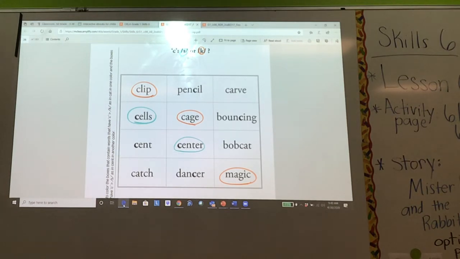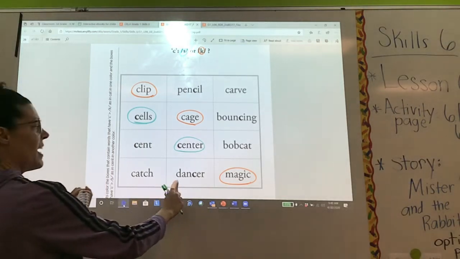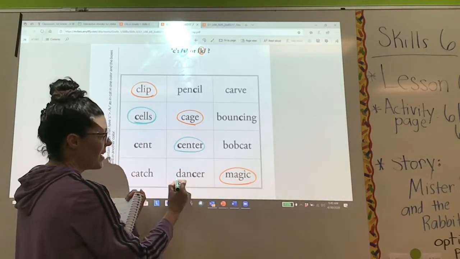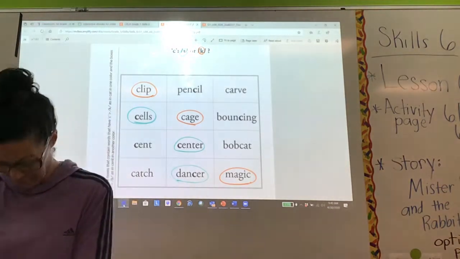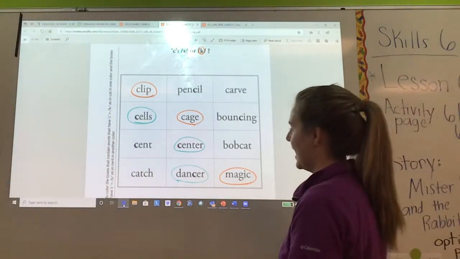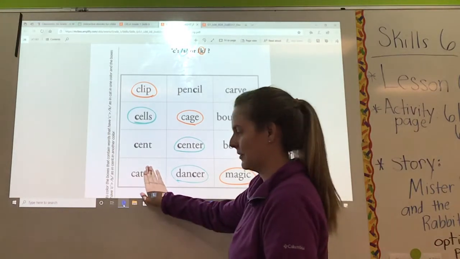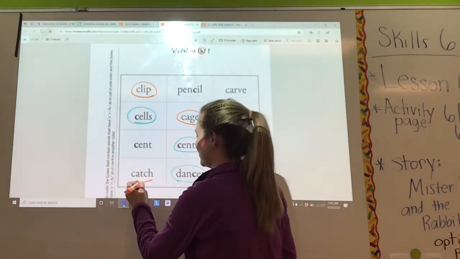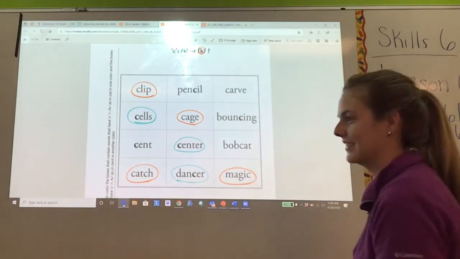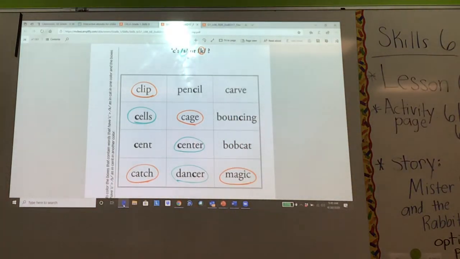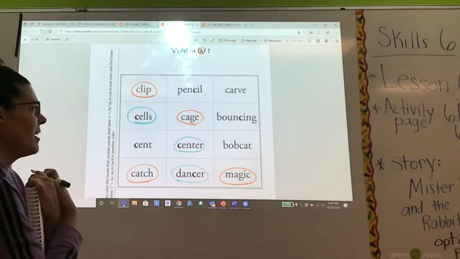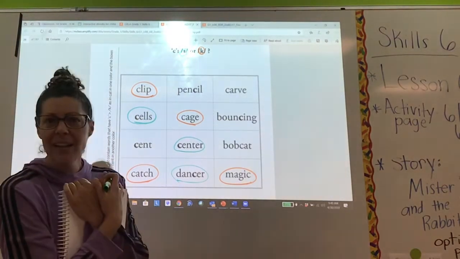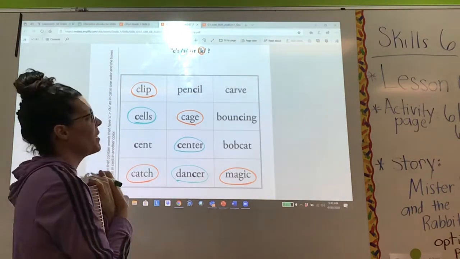I see a C that sounds like S. Dancer. I like that. I like this word because it has my favorite animal in it, which is a cat. Catch. I do love a cat. I'm going to go to this big word over here because even though there's a whole lot of letters, I can break that apart and figure it out.